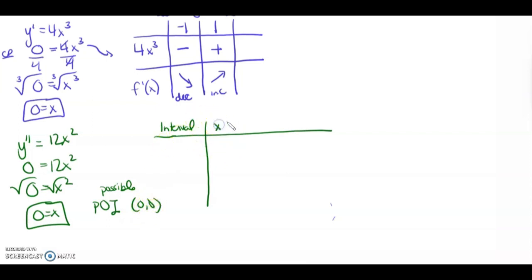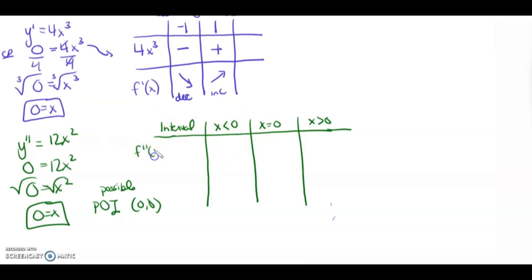So when x is less than 0, okay? We want when x equals 0, and then we also want when x is greater than 0, okay, on each side of that point of inflection. And if we have 2 points of inflection, we have to do it on each side of each point of inflection, as well as at those possible points of inflection.